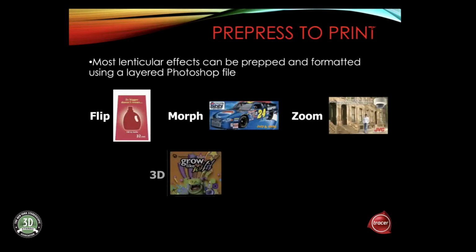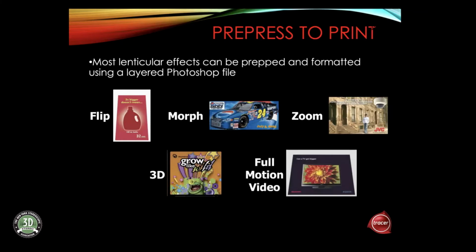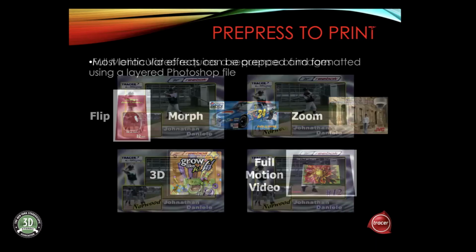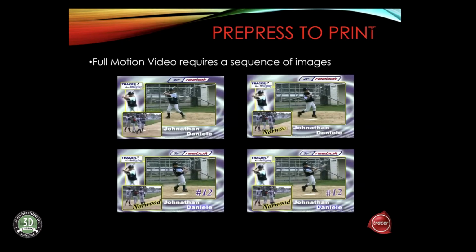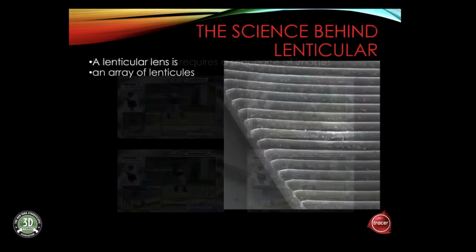The pre-press for all these effects, flip, morph, zoom, 3D as well, and full motion video is very simple. It's just a layered Photoshop file, 300 DPI minimum. And Tracer takes the files, masters them, and prints for you. Full motion video is a little different in terms of prep. We need a sequence of images, self-explanatory as to why that is.